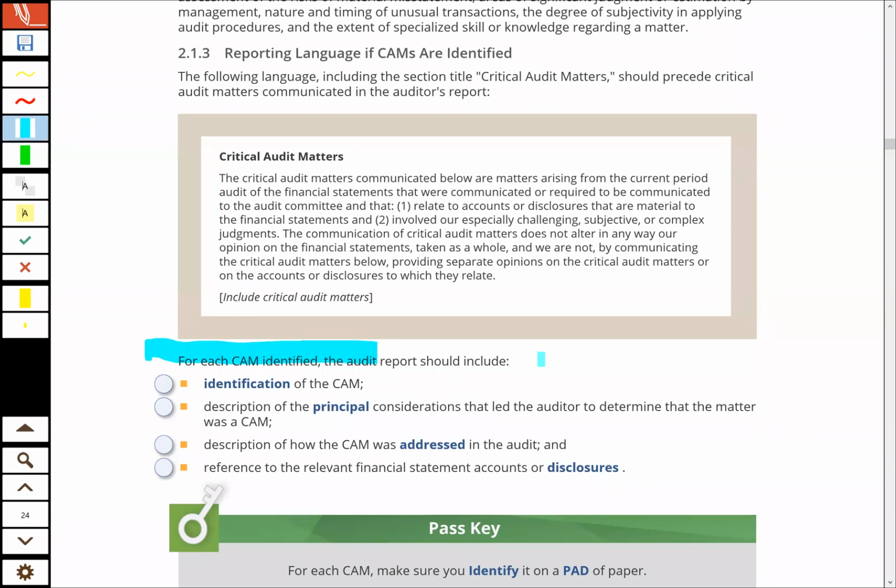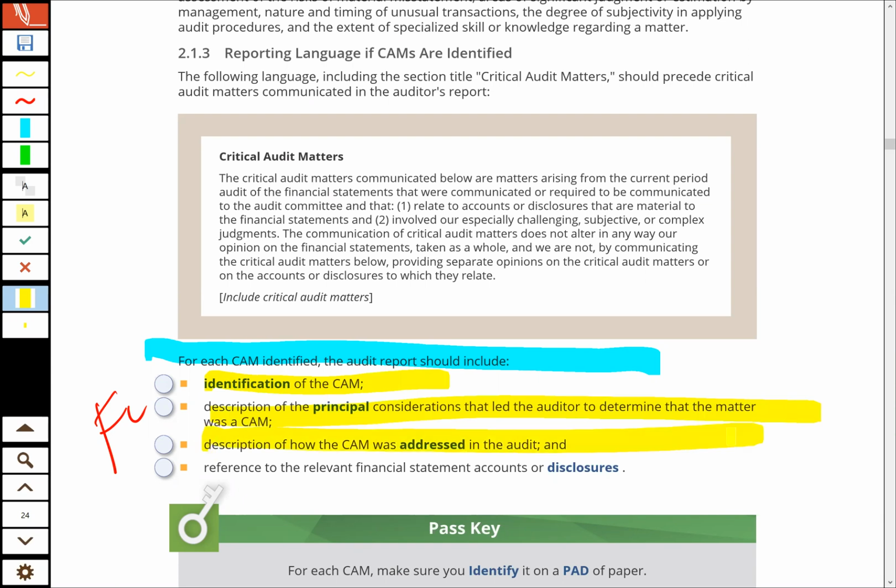Okay, now you come over, and in that critical matters paragraph, let's flashcard that. Okay, since we've been flashcarding the contents of the unmodified reports, unqualified report, then you might as well know what has to go in the critical matter. Since they're saying you have to have at least one, you should identify the issue, describe the principle that led the auditor to determine the matter was a critical matter, description of how the critical matter was addressed in the audit, and refer to the relevant financial statement disclosure or disclosures.